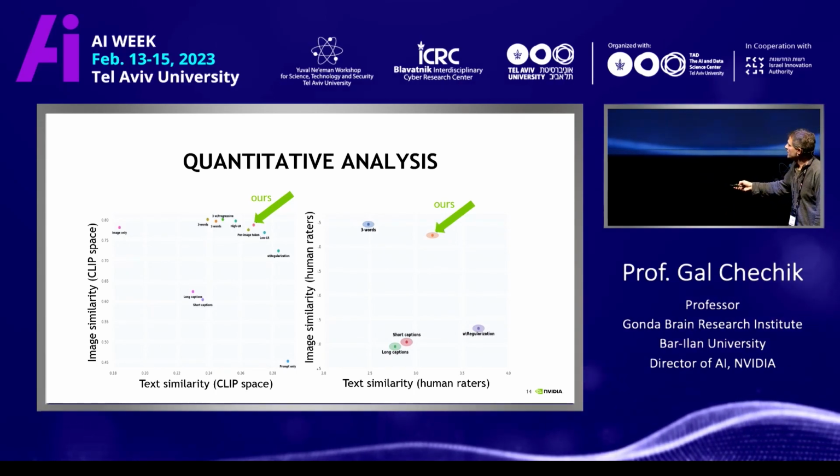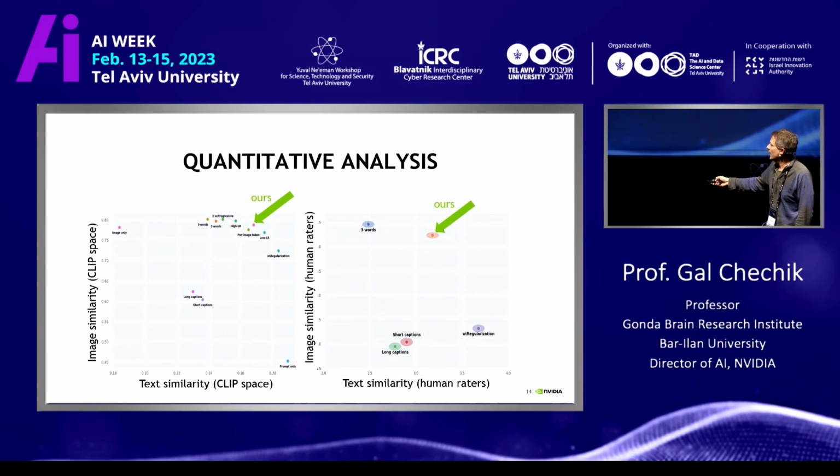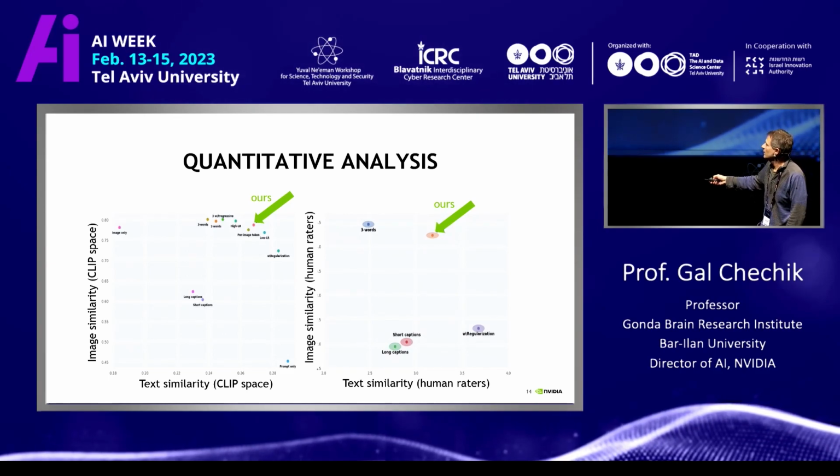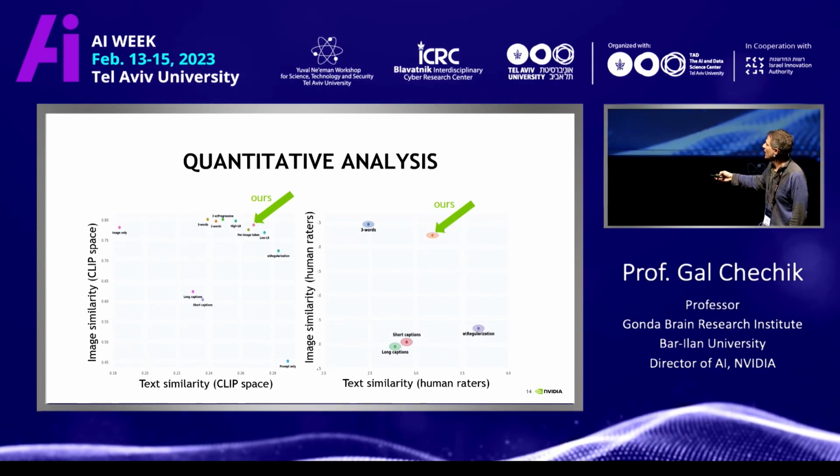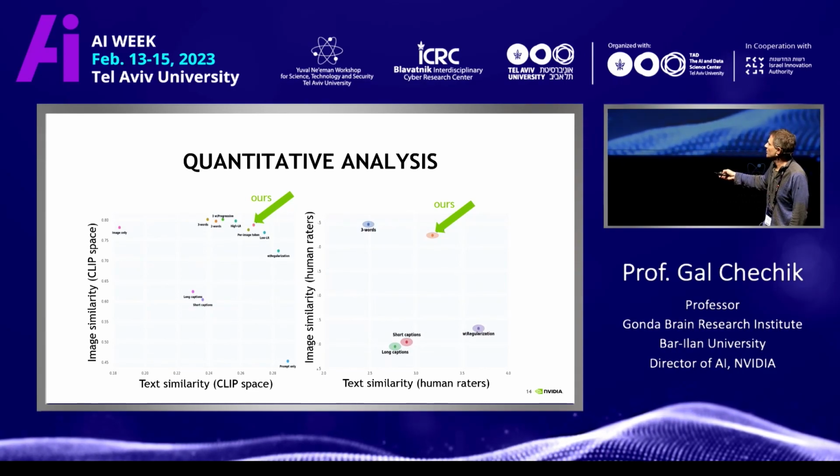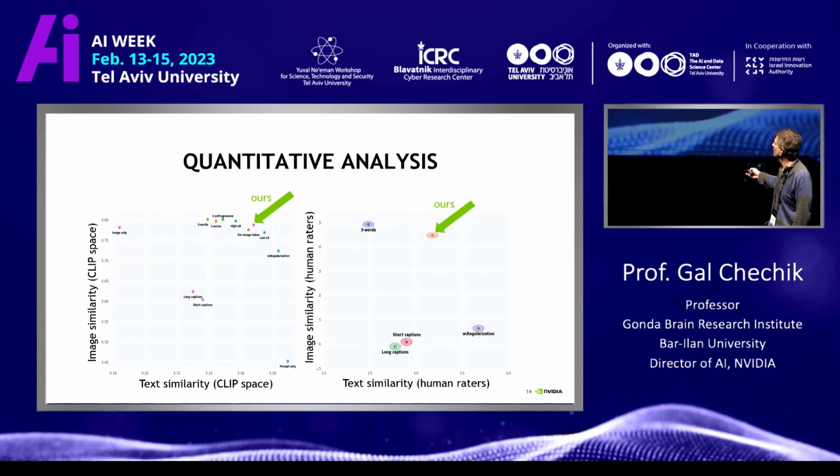And what I'm showing you here is these two axes, text controllability and image similarity. And we compare with a bunch of baselines. This is an automatic measure using CLIP space, and this is a human evaluation.